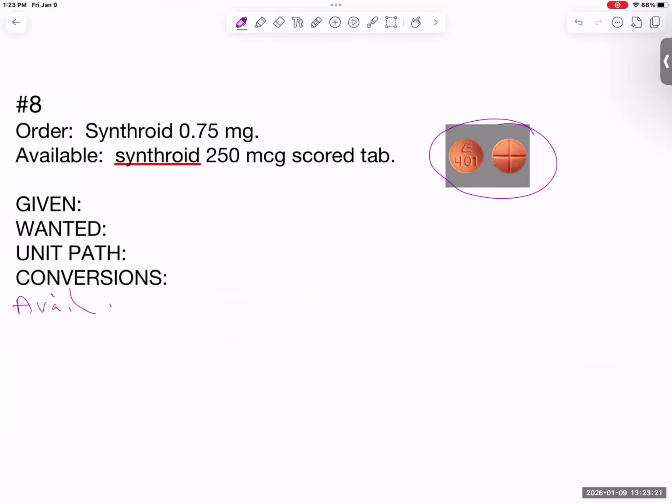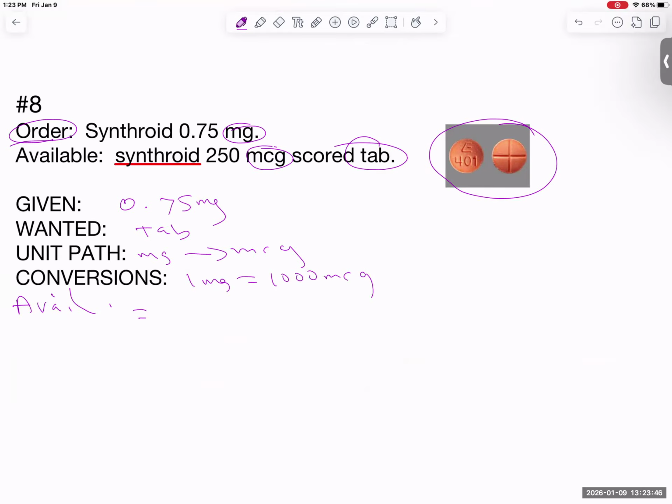Synthroid, the doctor ordered 0.75 milligrams. Wanted, it comes in a tablet. That's what I've got to give. Well, guess what? One is in micrograms and one is in milligrams. So what's my conversion? 1 milligram is 1,000 micrograms. You got it. And what's available? 250 micrograms per tablet. All right, I'm going to pause and let you solve. Okay? Go ahead.